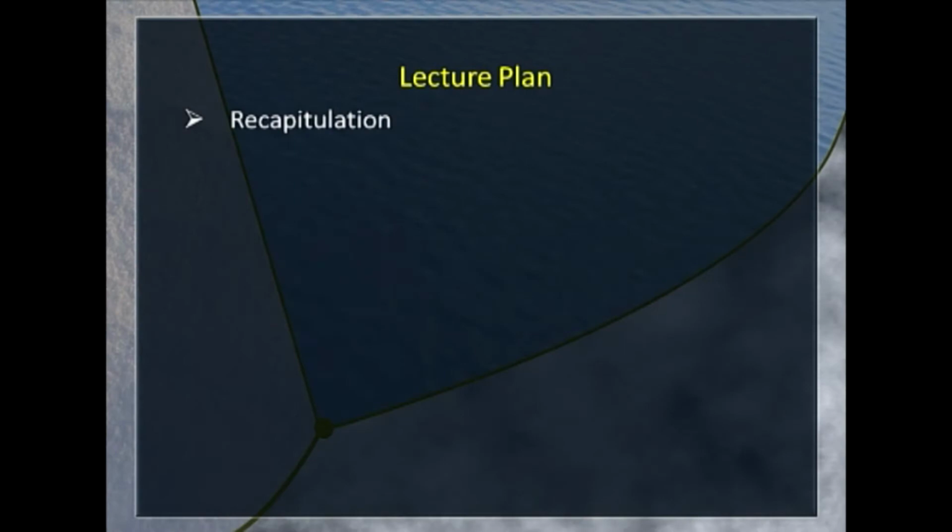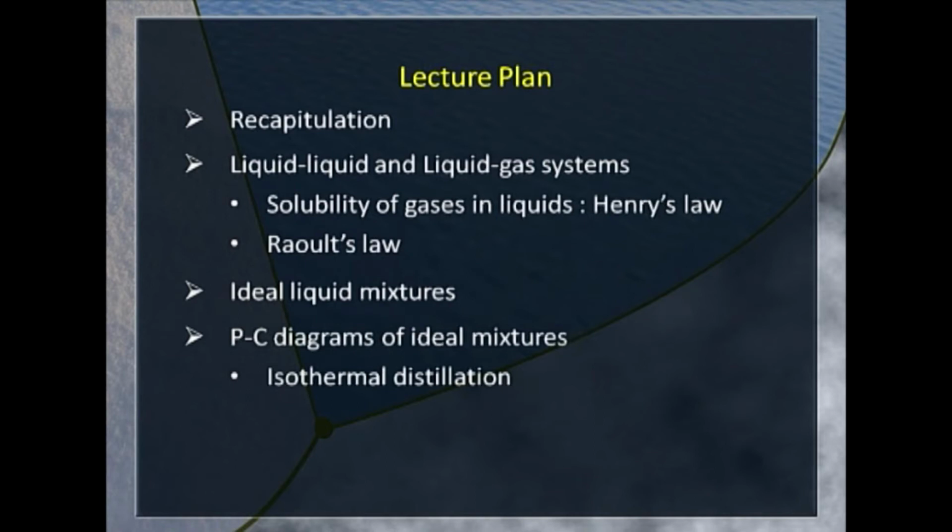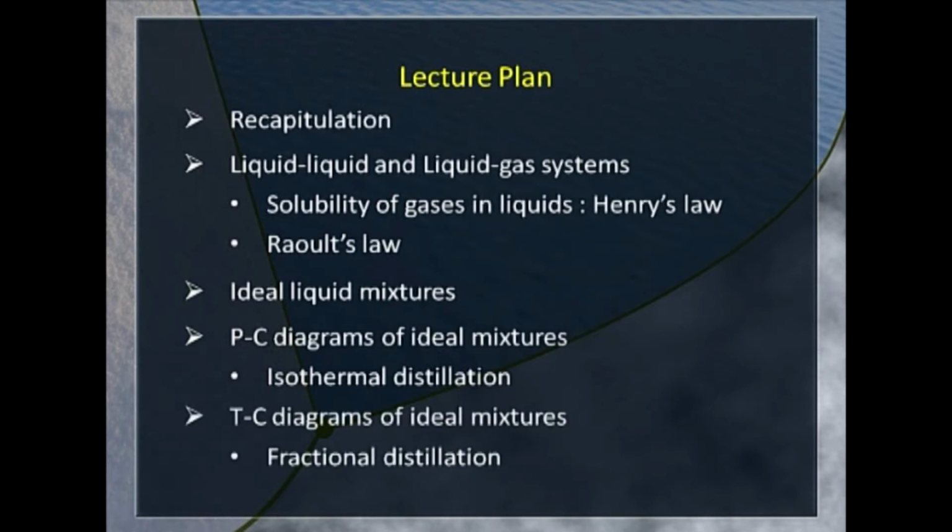In today's lecture, the plan goes like this. We will start with liquid-liquid and liquid-gas systems. We will spend some time on liquid-gas systems, although they are not as important as liquid-liquid systems. We will study solubility of gases in liquids, which is related to Henry's law, then Raoult's law, ideal liquid mixtures, PC diagrams of ideal mixtures, based on which we will talk about isothermal distillation, then TC diagrams of ideal mixtures, which will help us to elaborate on fractional distillation.